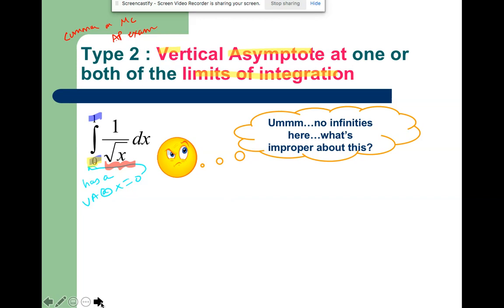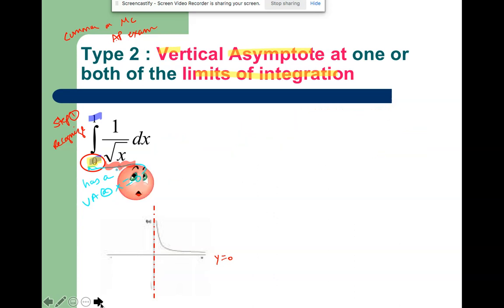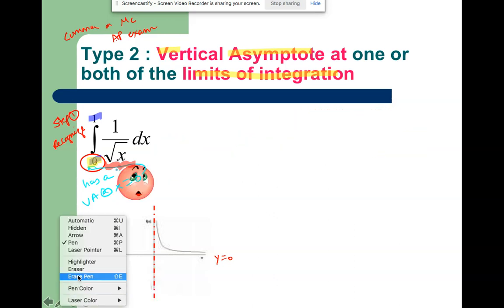So step 1 is still recognize. I've got an improperness, then you have to replace it. So here's this function. It does approach a horizontal asymptote at y equals 0. My math will tell me whether it collapses fast enough to that horizontal asymptote or not, and I have to avoid the vertical asymptote. So there's my improperness.